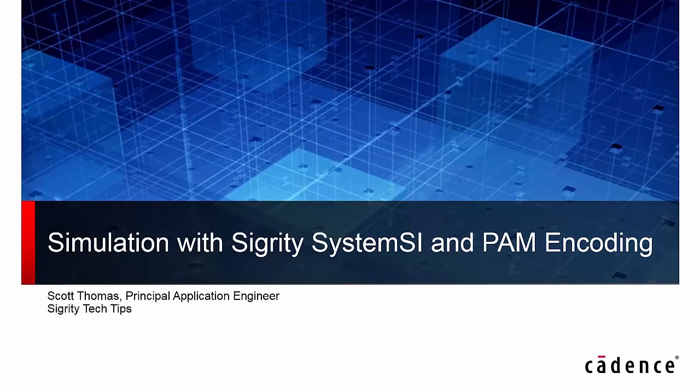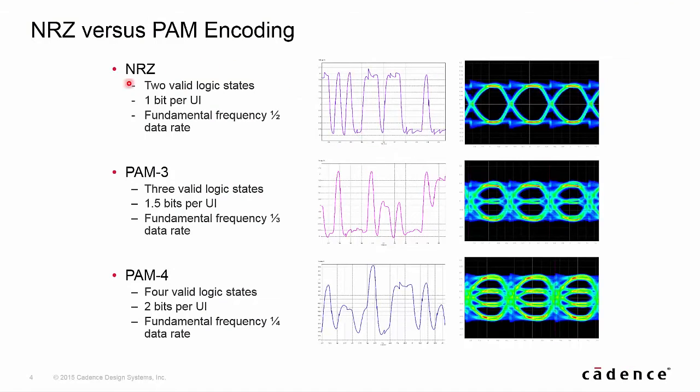So let's look at NRZ versus PAM encoding. NRZ is what we're used to. It has two valid logic states, so there's a logic high and a logic zero. One bit per UI is represented in the SerDes channel, and the fundamental frequency is 1/2 the data rate. So we can look at the eye over here. It's the eye that we're commonly seeing, a big wide open eye.